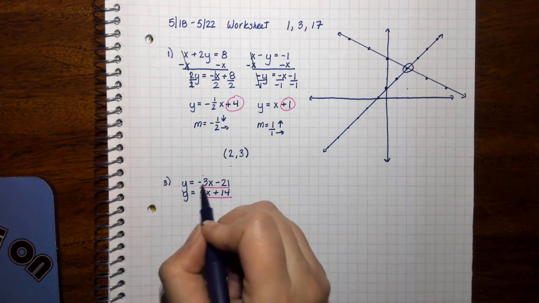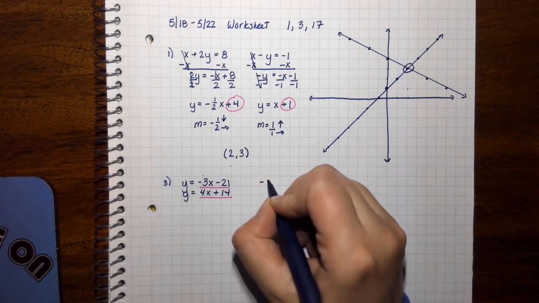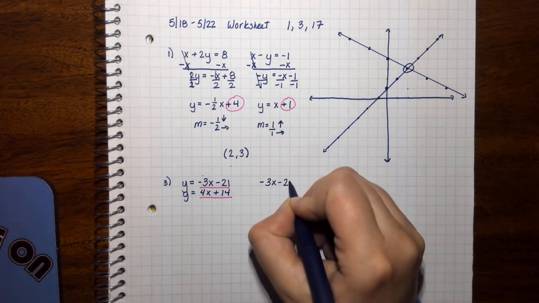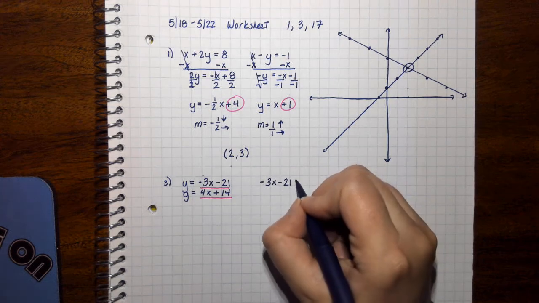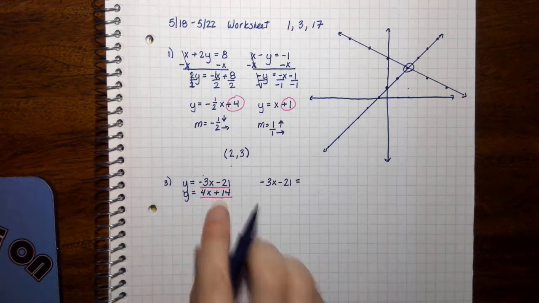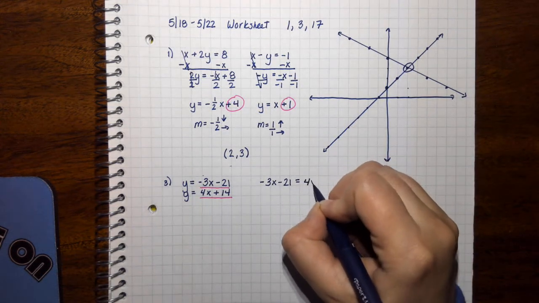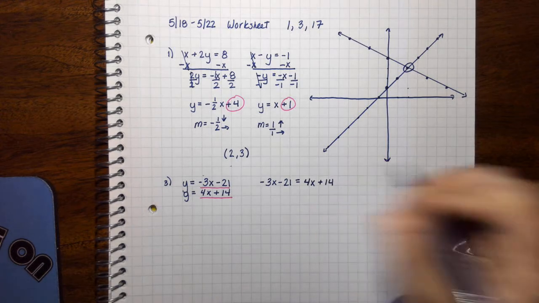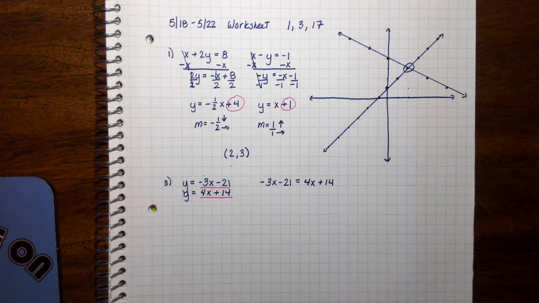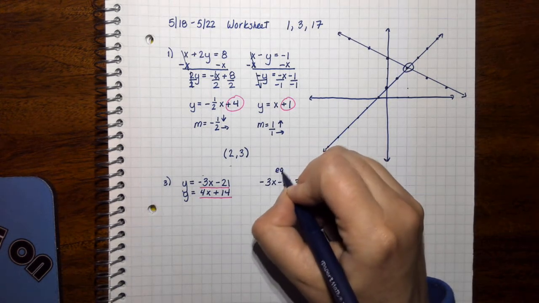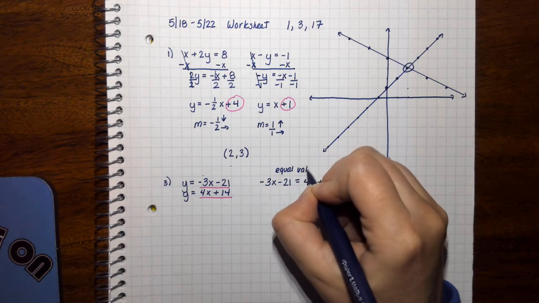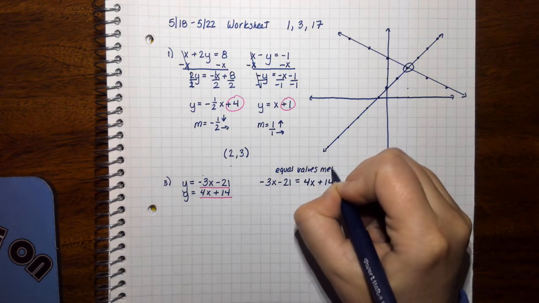Okay, so I'm going to take this piece of this equation, which is equal to y, and make it equal to the other equation's part that's equal to y. This is called equal values method.